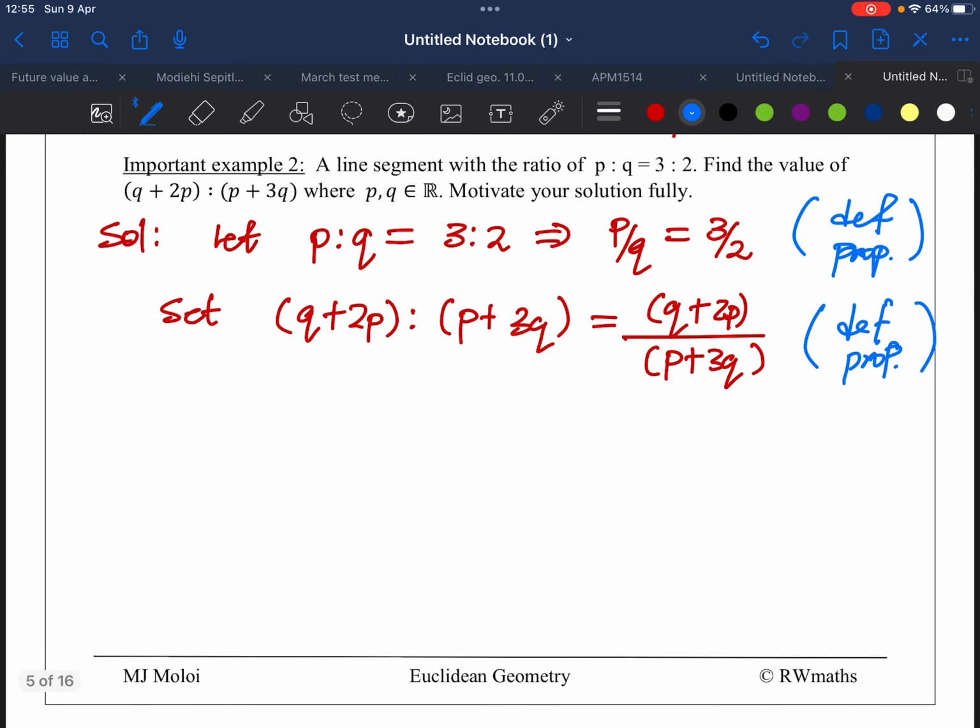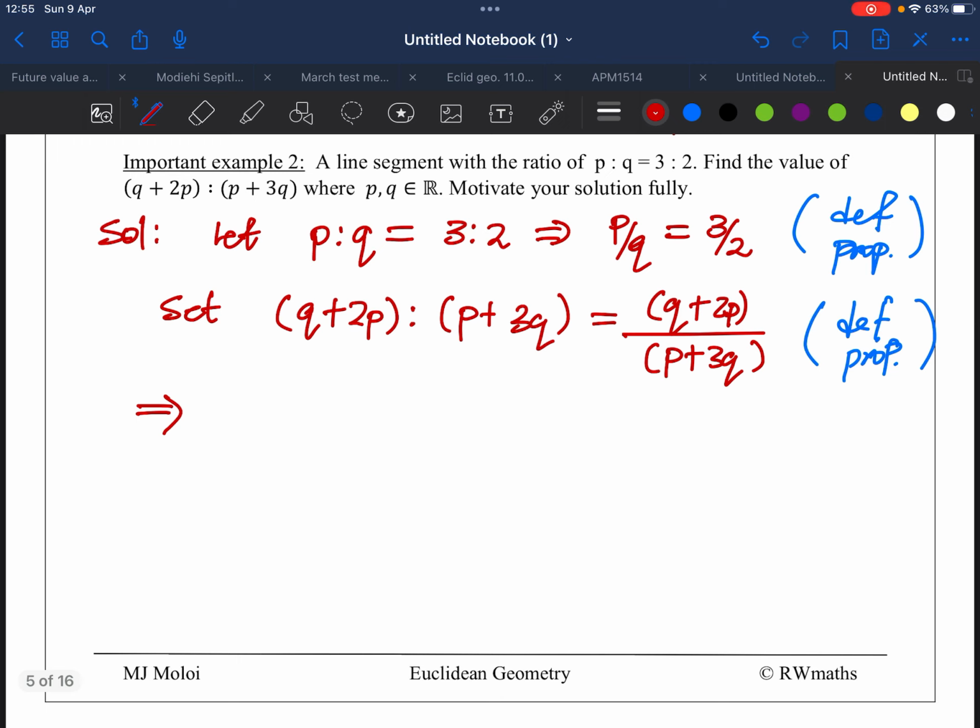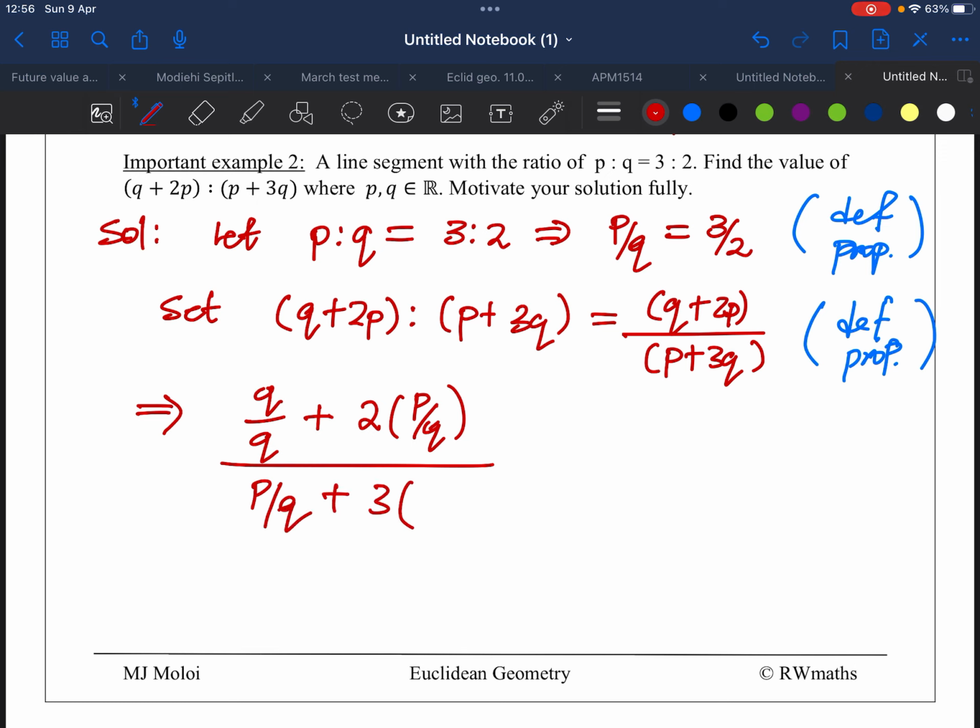Now we will somehow write this in a different form. We will divide the numerator and the denominator by Q. Meaning I'm going to say Q divided by Q plus 2 into P divided by Q, over P divided by Q plus 3 into Q divided by Q. So this is equivalent to 1 plus 2 into P over Q, over P over Q plus 3.